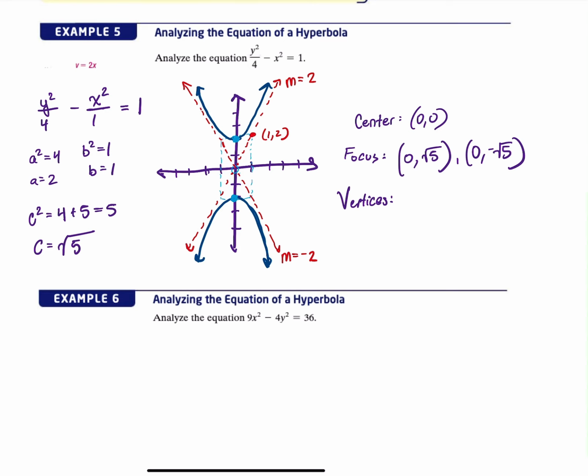Our vertices are at (0, 2) and (0, -2). Our a value was 2, so we went 2 units above and below the center point. And now we can give the equations of our asymptotes. So that will be y equals positive 2x, and y equals negative 2x. Okay, so pretty much same as before, we're just now adding this step of creating the equations of the two asymptotes. So let's see one more example like this.